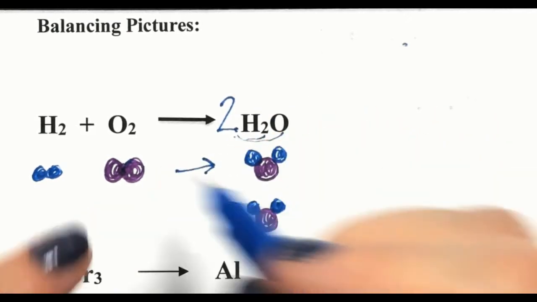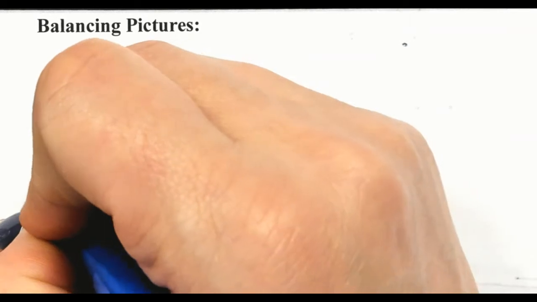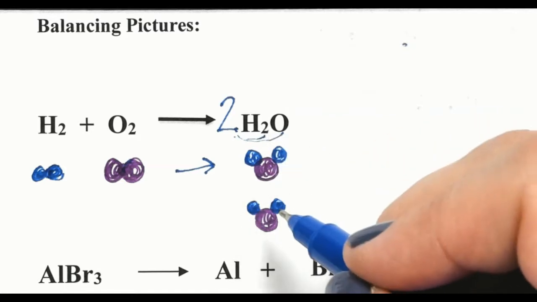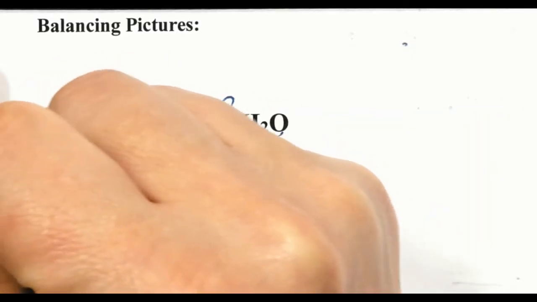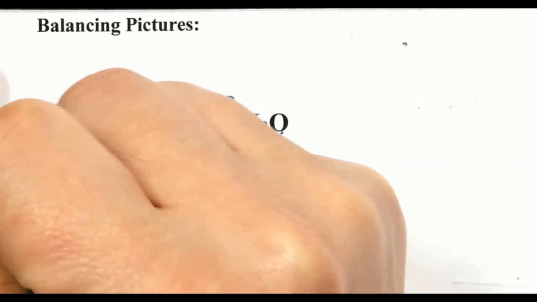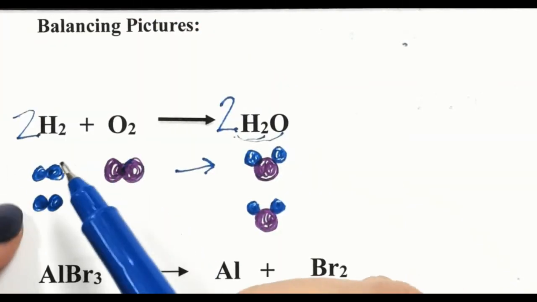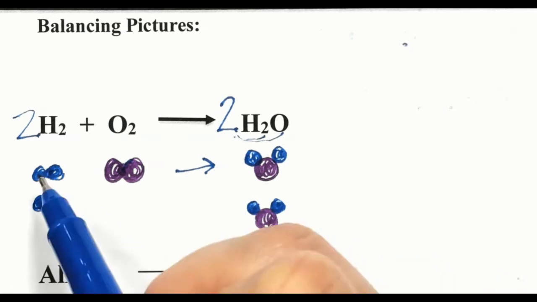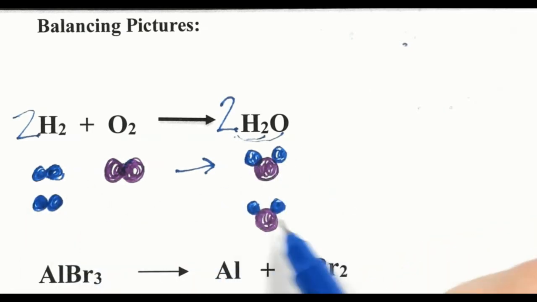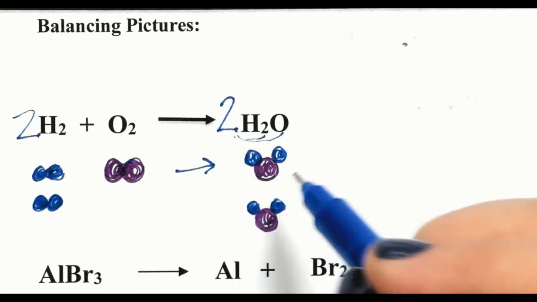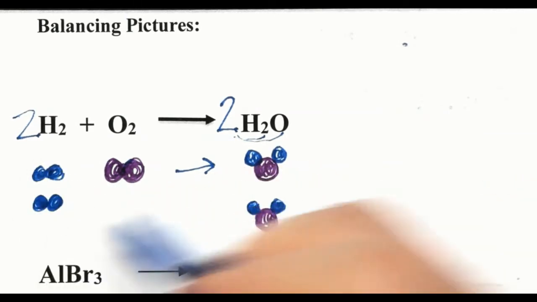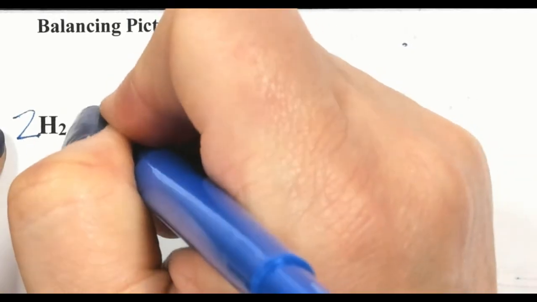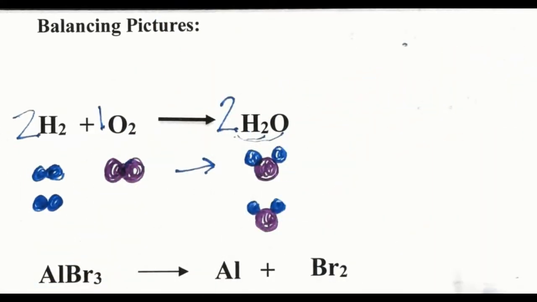But my problem now is that on the left I have 2 hydrogens, but on the right hand side I have a total of 4. So to fix the balance of hydrogens, I'm going to need another hydrogen molecule on the left hand side. So that means I need 2 of this. And now that I have 2 of these, I have 2 oxygens on the left, 2 oxygens on the right, 4 hydrogens on the left, 4 hydrogens on the right. So now this is balanced with 2 hydrogen molecules, 1 oxygen molecule, and 2 water molecules.